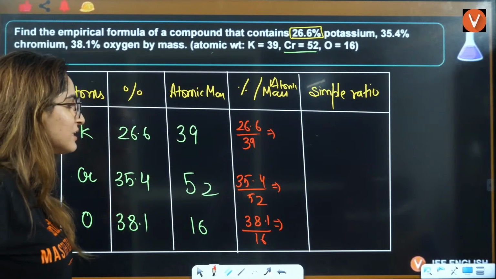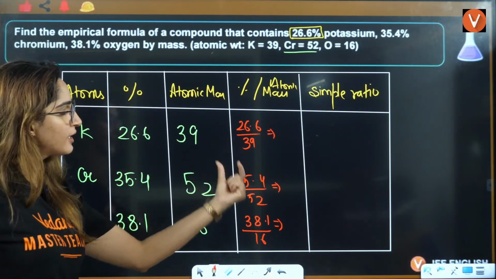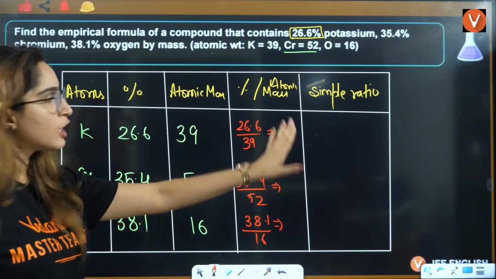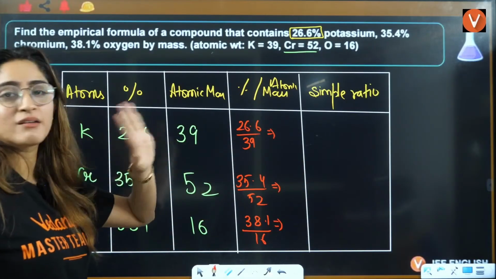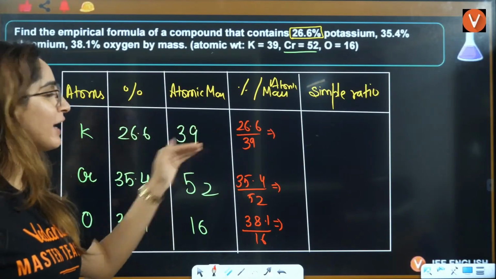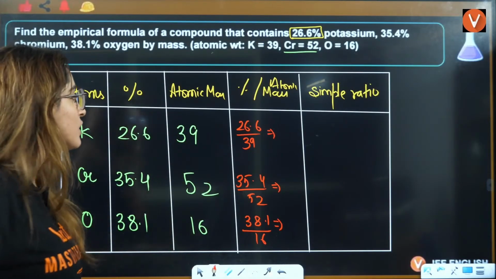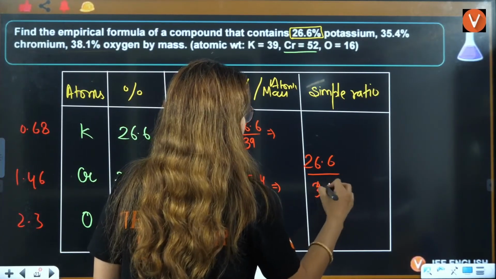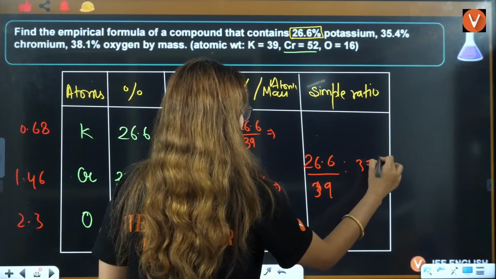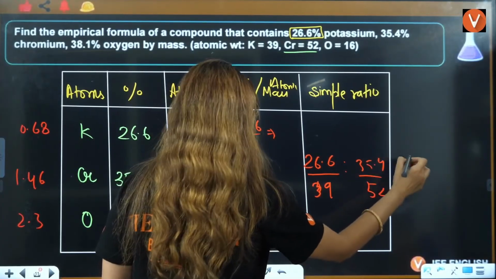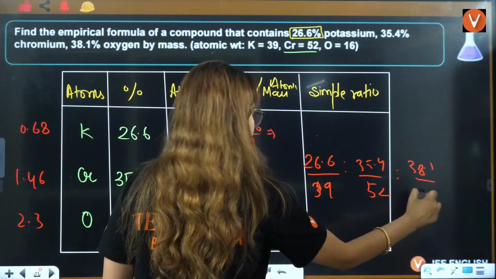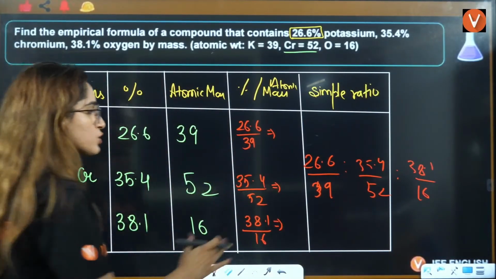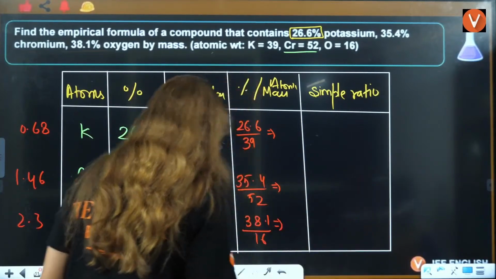Now what you will see now, this is 39, this is 52, this is 16. Either you can calculate and divide it, or you can simply calculate the ratio of this by actually dividing it all together, right? So what you can do is 26.6 divided by 39, ratio 35.4 divided by 52, ratio 38.1 divided by 16. You can cancel this according to that also. So let's see what you're going to do here, right?